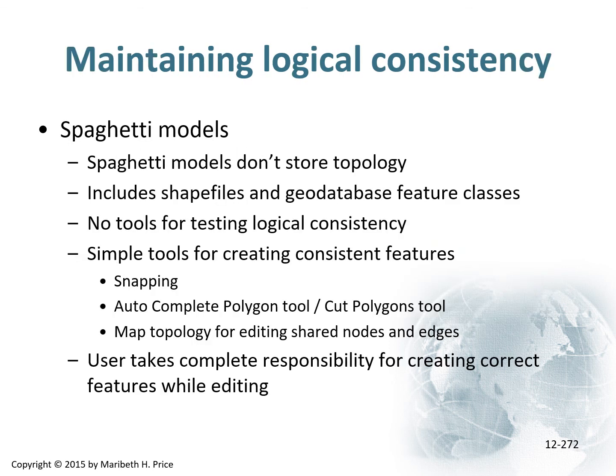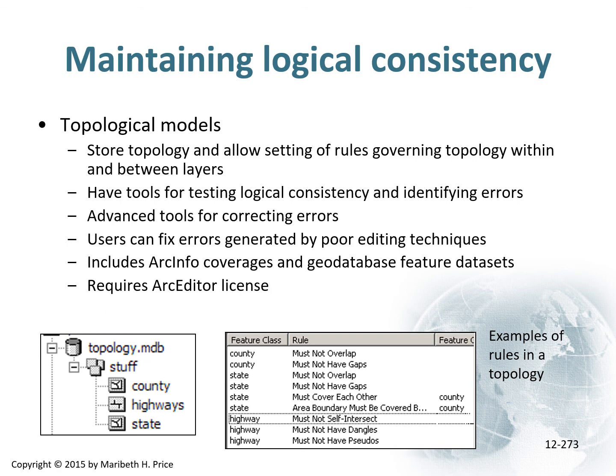In a spaghetti model, God help us, we don't. Spaghetti models don't store topology. They include shapefiles and things like that, but there's no means of testing. The only things that give you any version of consistency are tools like snapping and auto-complete polygons. But it basically places the entire onus upon the GIS technician or analyst to correctly create adequate topology without the use of topological rules.